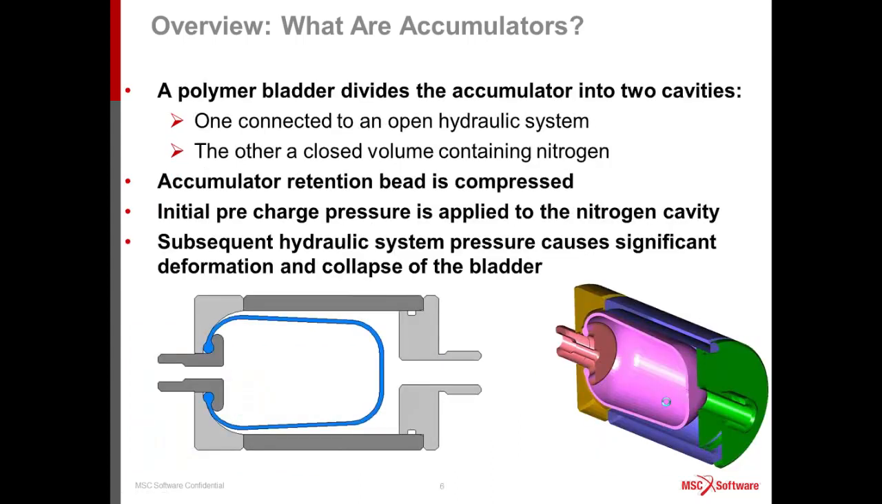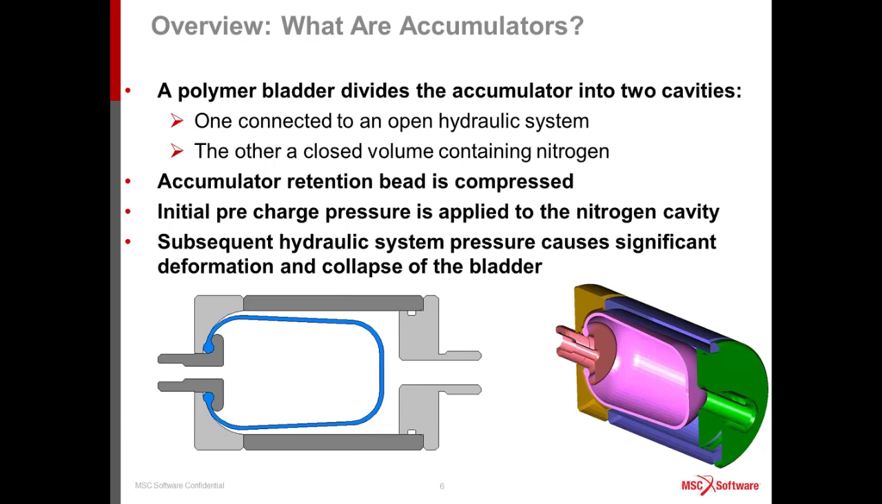So accumulators are made up of 3 components. We have a rubberized element where one side is connected to the hydraulic system, and the other side is a closed element which contains nitrogen precharge. Now the precharge is set depending on what you're trying to achieve with the accumulator. The accumulator is compressed on its retention bead. An initial precharge is applied to the nitrogen side, which expands the bladder out to the housing, and then hydraulic pressure is forced in through this port, which causes the deformation and collapse of the bladder. So we're particularly interested in what happens, what stresses are occurring during this deformation.